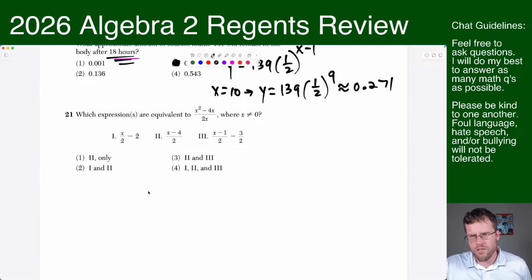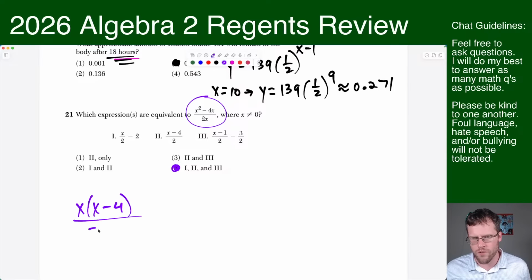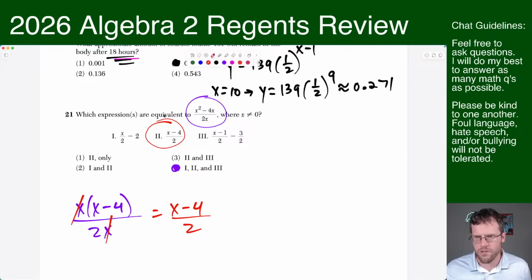So next up, which expressions are equivalent to this where x is not equal to 0? This is another one of those calculator all the way questions. Just type this in the calculator and you get choice 4, but I'll show it without a calculator. Here they factor out an x on top, and you get x minus 4 over 2x. Then you could just cross off the x's, and this is x minus 4 over 2. So definitely this one. Okay, so that one works.